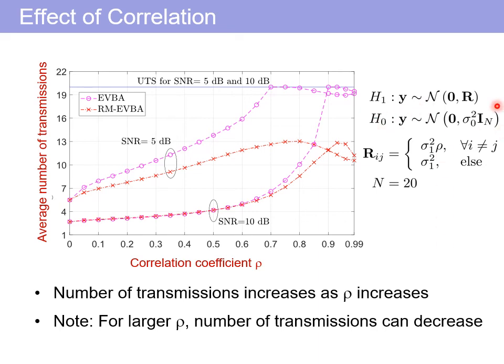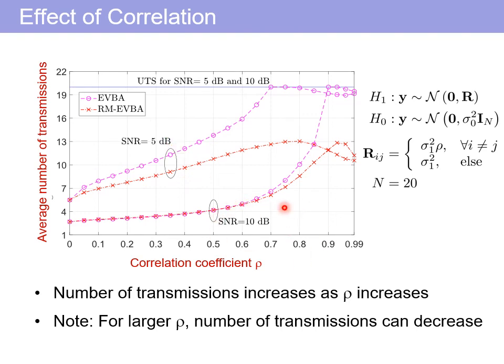And again, H0 is the case where you have noise-only measurements. Again, we're plotting the average number of transmissions, now as a function of the correlation coefficient. A correlation coefficient of 0 means the nodes are independent, and a correlation coefficient close to 1 means the nodes essentially make the same measurement. And again, we are plotting the performance of UTS, which is always 20, the number of sensor nodes, the performance of EVBA in magenta, and the performance of the refined version in red. We are doing this for two different SNRs, 5 dB and 10 dB.